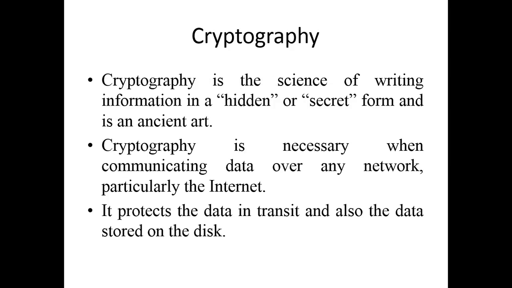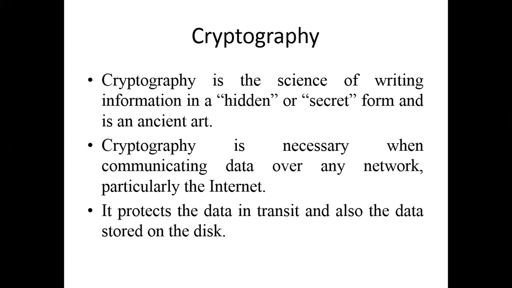Now one form of mechanism that is available out there today is what we call cryptography. So one form of mechanism that we can put in place is what we call cryptography. Generally, cryptography is a science of writing information in a hidden or secret form. And this one is basically an ancient art. So when you're looking at cryptography, you are hiding something that can be decrypted later on. So it's basically hiding information.